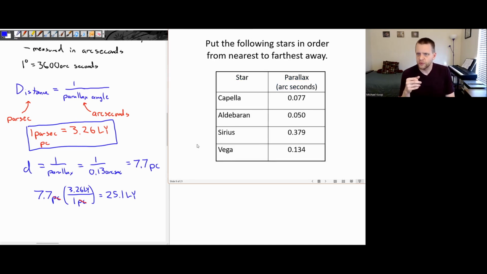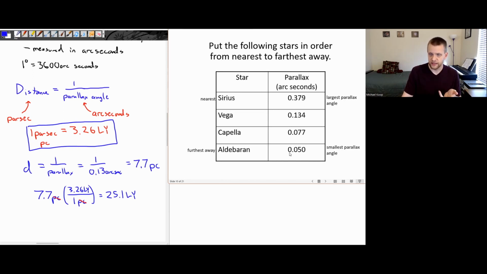What if I wanted to put the following stars in order from closest to us to furthest away? Again, pause the video and try this one for yourself. Okay, we want to go from nearest to furthest away. The closer it is to us, the larger the parallax angle. So Sirius has the largest parallax angle, so it's closest to us, followed by Vega, then Capella, and Aldebaran to end out this list. So nearest is Sirius, then Vega, Capella, and Aldebaran.